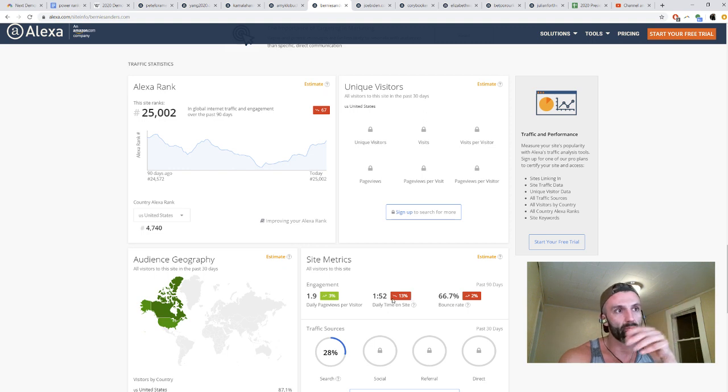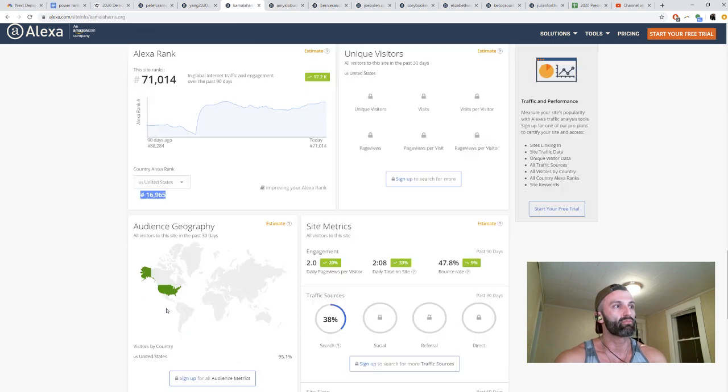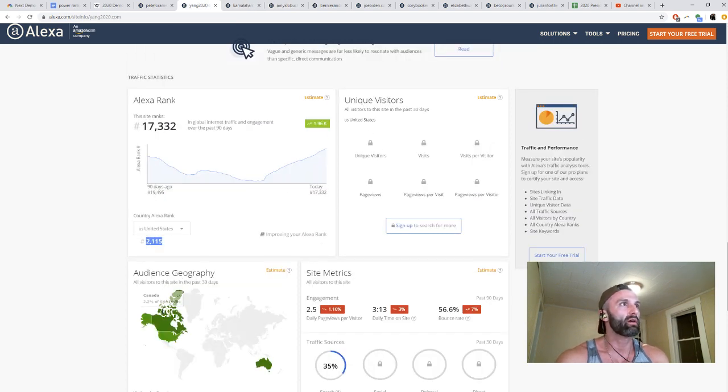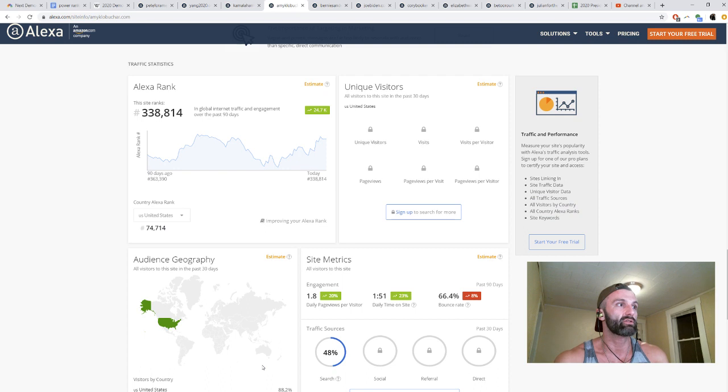So one's up and one's down. It's also interesting, 1.2% of the traffic is coming from Canada, where everybody else is primarily from the U.S., except for Yang. He's also got 2.2% from Canada and 1.3% from Australia, which is kind of interesting. But this is just the ranking in the U.S., and that's all we're going to use.